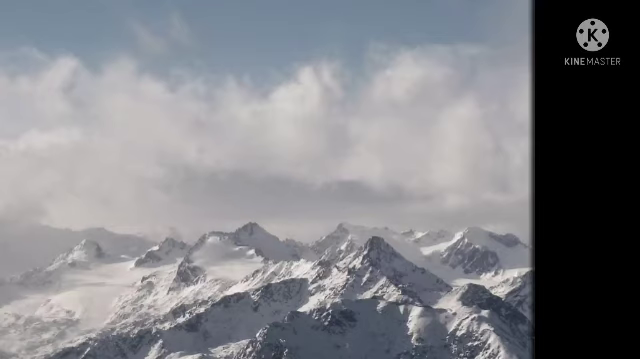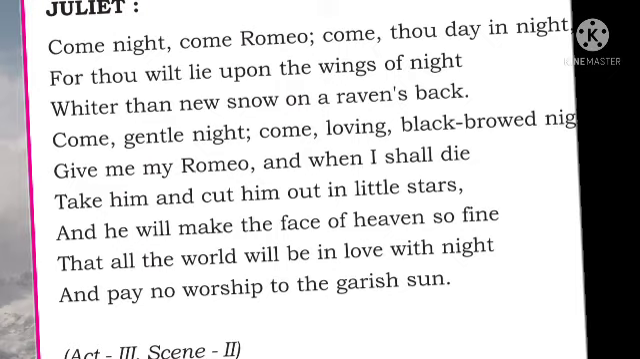Now let's have the second extract. In this act, the background is that Juliet is waiting for Romeo. They decide to marry secretly. While waiting, Juliet describes Romeo in this way.